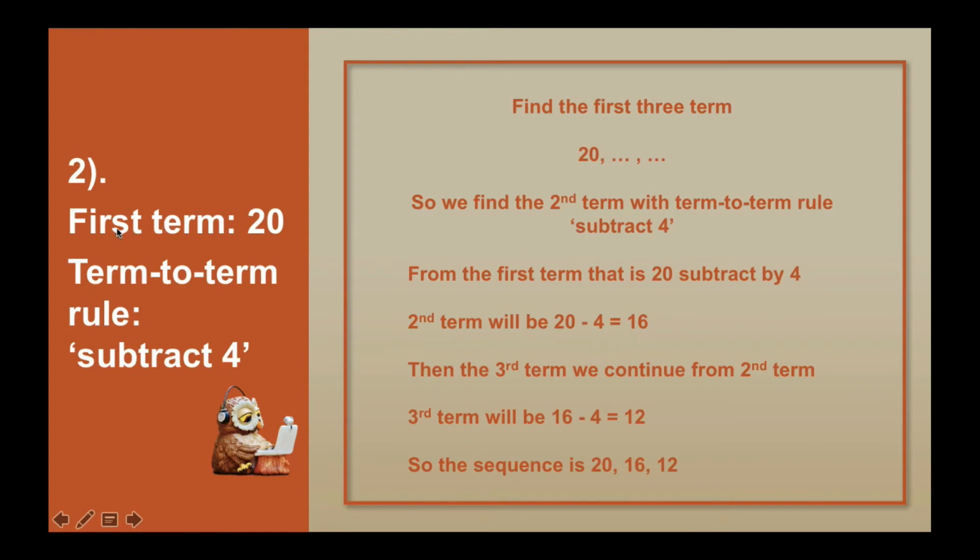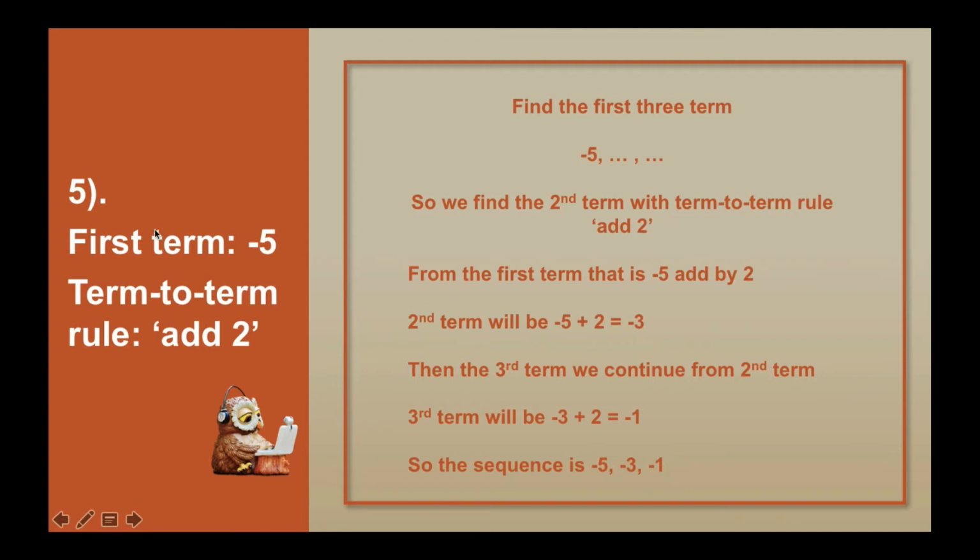Number 2. The first term is 20, and the term-to-term rule is subtract by 4. So we will find the second term and the third term. The same, we find the second term with the term-to-term rule, subtract by 4. So for the first term, that is 20, subtract by 4. The second term will be 20 subtract by 4 equals 16. Then the third term, we continue from the second term. The third term will be 16 subtract 4 equals 12. So the sequence is 20, 16, and 12.